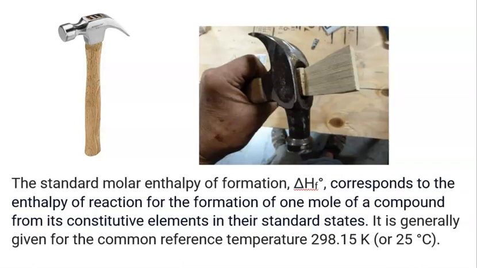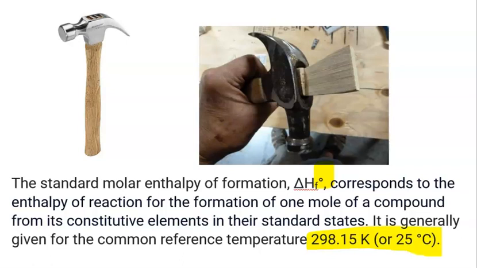And delta HF means heat of formation. Heat of fusion, which is melting, is FUS. So delta HF is referring to heat of formation. The degree symbol right here, this is referring to standard reaction conditions, which would be 25 degrees Celsius and 100 kPa.